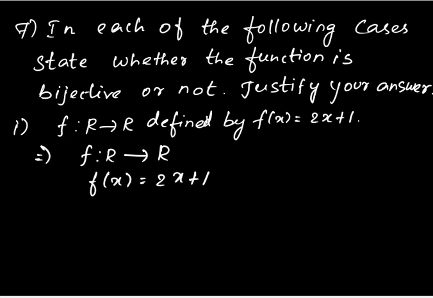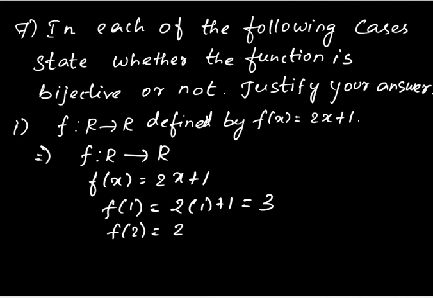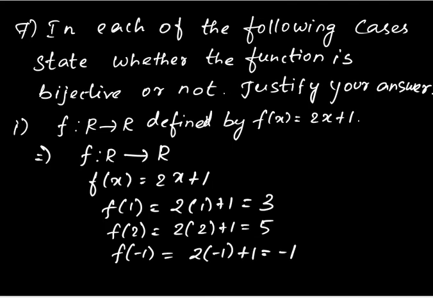So to prove whether it's bijective or not, the function should be 1-1 and also onto. So first we'll find the value of f of 1. So 2 into 1 plus 1, you get 3. So find f of 2, 2 into 2 plus 1, you'll get 5. We'll find f of minus 1. You will get 2 into minus 1 plus 1 is equal to minus 1.